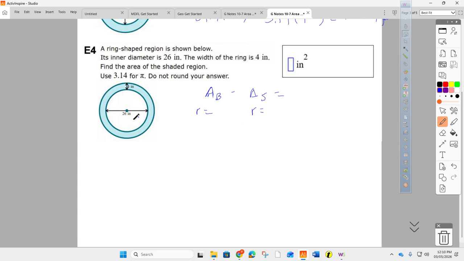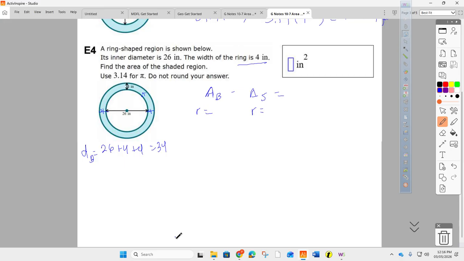Do we know the radius of the big? Do we know the diameter of the big? They don't give us either one of those, right? But they give us the diameter of this smaller one. Well, they also tell us that the ring is 4 inches wide. So everywhere from here to here is 4 inches. Does that make sense? So now we know from here to here is 4, and from here to here is 4. So the diameter of that outer ring, or the big circle, is 26 plus 4 plus 4, or 34. Does that make sense? So that's the diameter of the big circle.